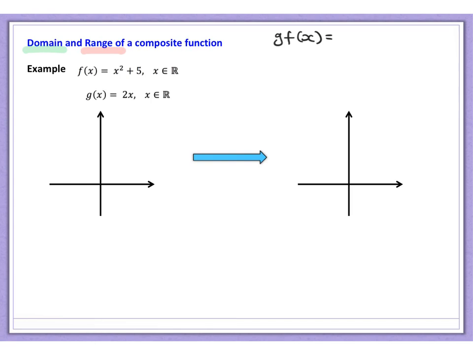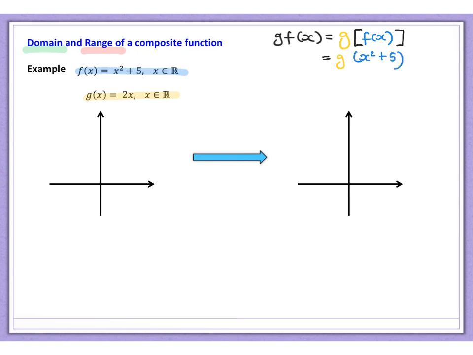So you can see we have the function f of x and we have the function g of x. Let's look at the combination of these two. So order, g(f) of x means that we apply f first and then g. So that's g of f of x, which is g applied to x squared plus 5.